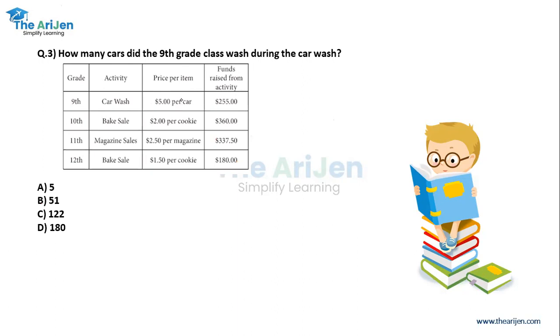So you will look for the numbers you need on the chart, ignoring all the extraneous information. To find out how many cars the ninth grade washed, take the funds raised and divide by the price. Simply, the total fund is 255, and when you divide it by 5, we get some number. So dividing 255 by 5, you get option B. It is 5 times 25, and 1 is there, so 51. So it was also very easy.